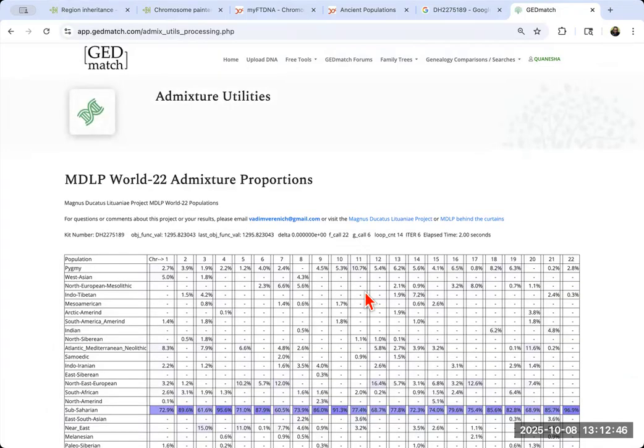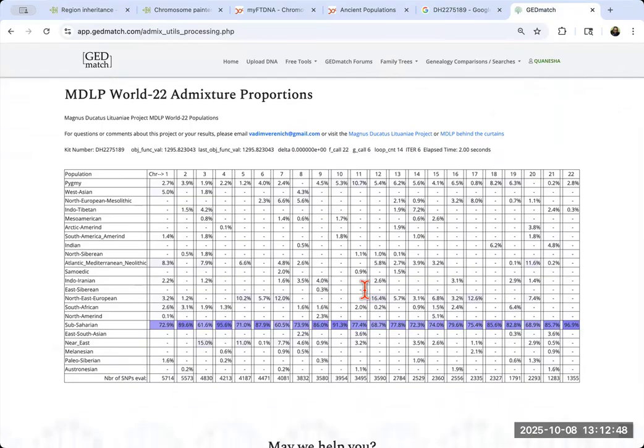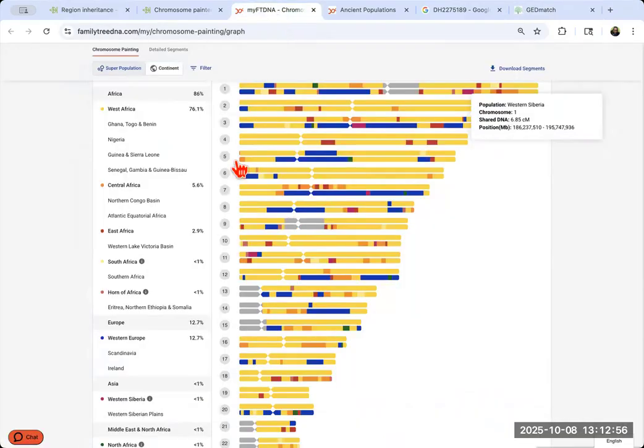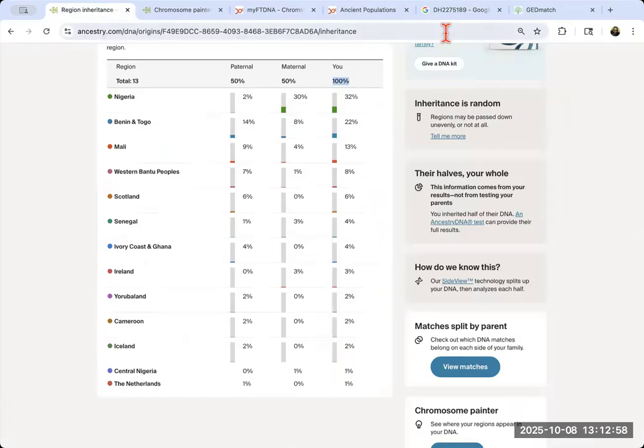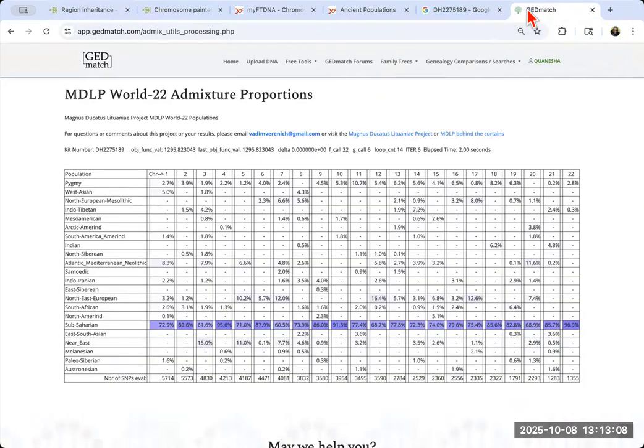So when looking at Admixture World 22, what we're able to see is we still have 22 chromosomes. You've got 22 over here, you've got 22 over here. And again, this is all taken from this one test right here with Ancestry. You can upload your test to all of these different tools. Some of them charge. This one is free.